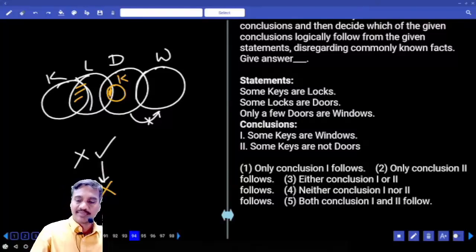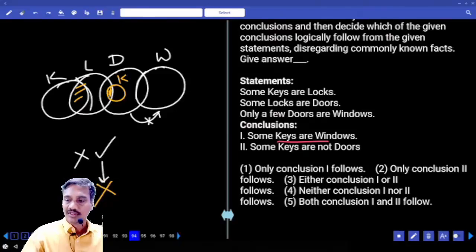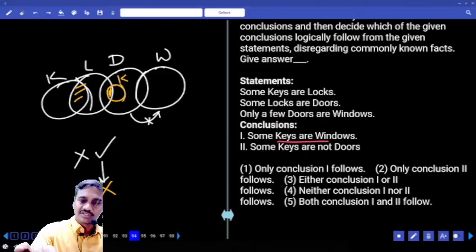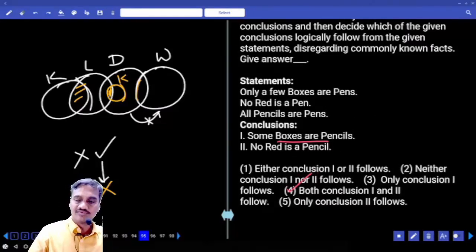And at the same time, the affirmative conclusion was false earlier. Now we need to check whether it has become true in this case or not. Some keys are windows: key is here, window is here, now also it has become false. So what is your answer? Neither one nor two. That is the choice for question number 94.